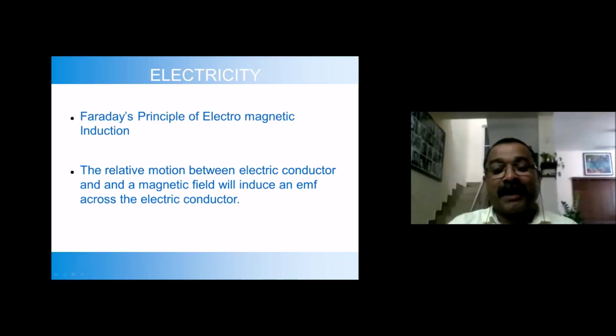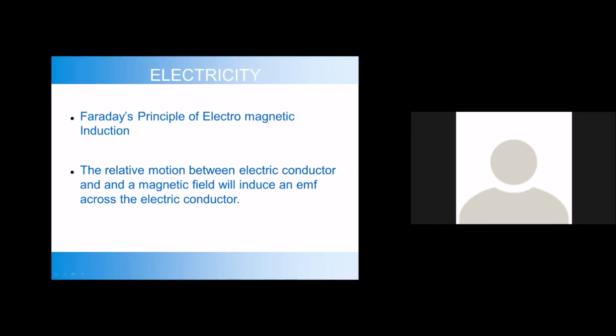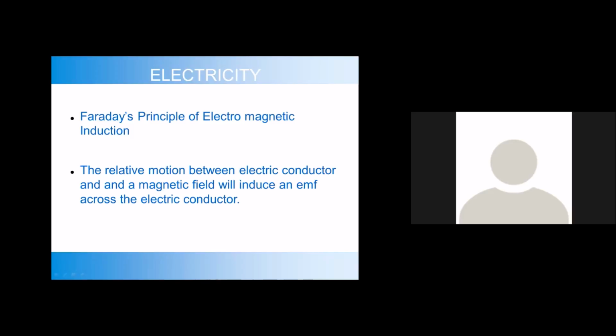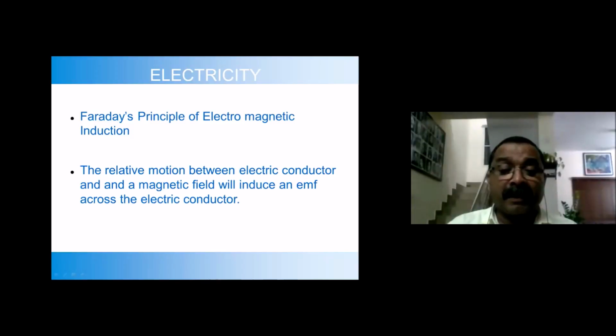Okay. In the last class we saw it. Last class we saw that in order to make a generator, we basically need electrical conductors and a magnet or magnetic field.